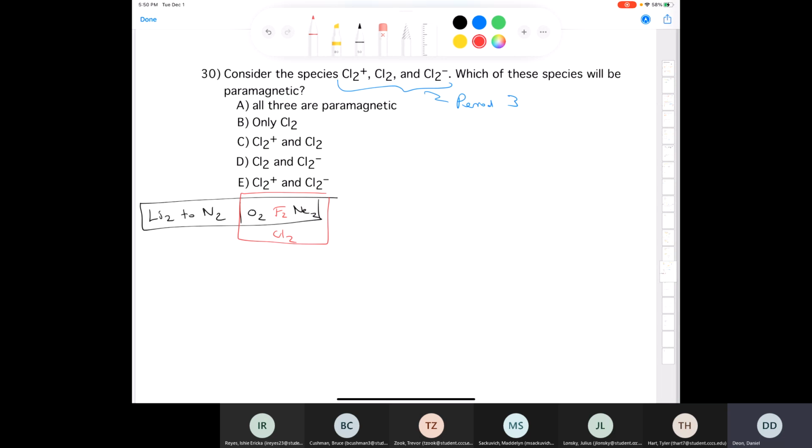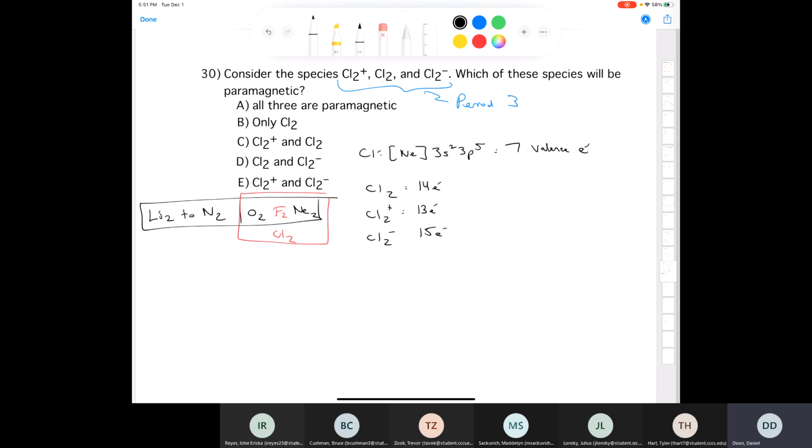Now, I'm only going to consider valence electrons to solve this problem. So that's all of the electrons from the third period. What is the electron configuration of chlorine? It's neon, and the valence electrons are 3s2, 3p5. That means it's got 7 valence electrons. So that means Cl2 is going to have 7 times 2. It's going to have 14 valence electrons. Cl2 with a positive 1 charge, I remove an electron, so it's going to have 13 electrons. And Cl2 with a negative charge, I add an electron, so it's got 15 valence electrons like that.